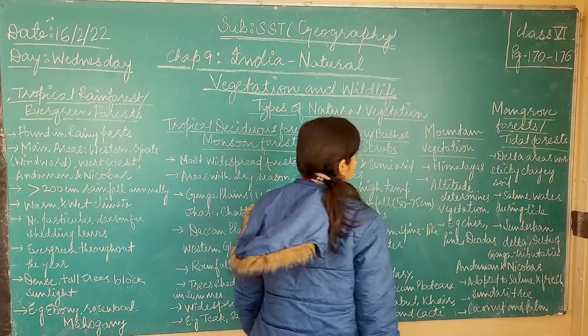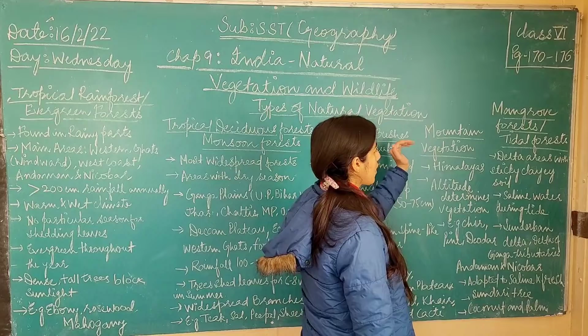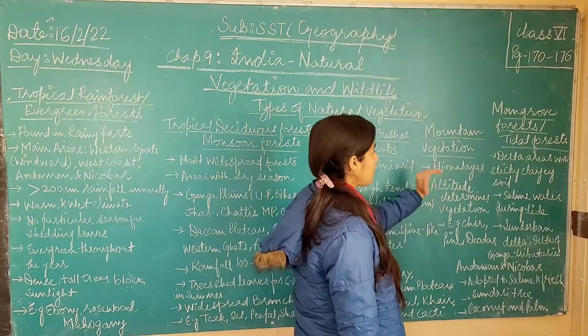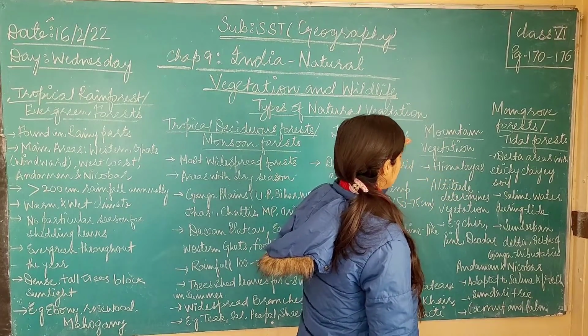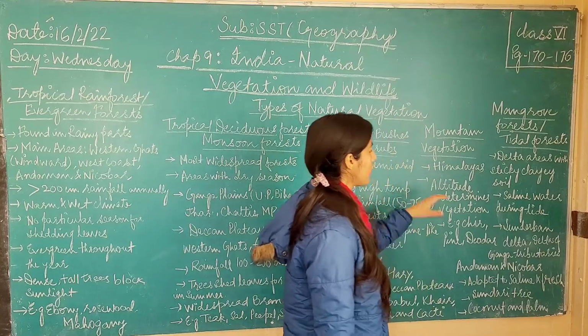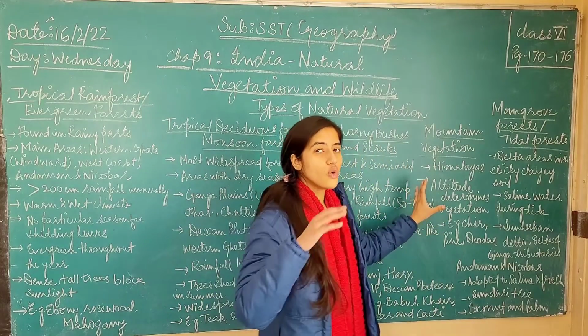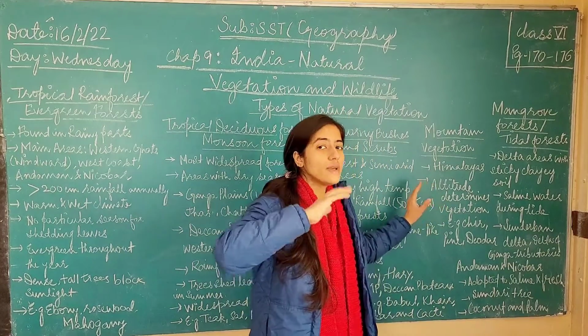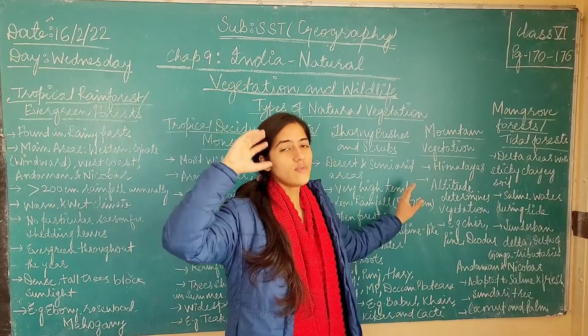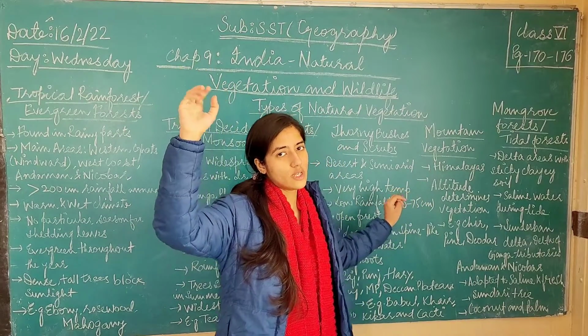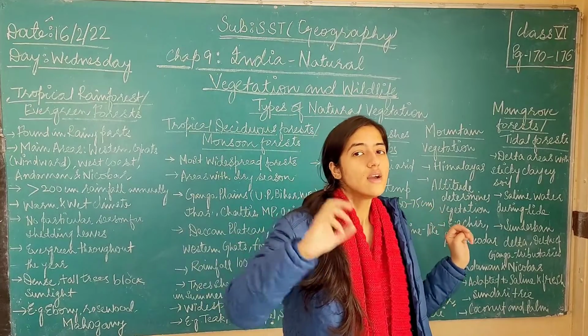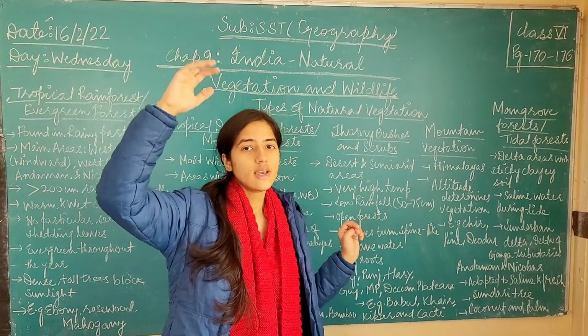Mountain vegetation. These types of plant life are found in the Himalayan region. They are found in the Himalayas, and the type of vegetation is also affected by the altitude. Like if you go up in the Himalayas, different types of trees will be found at different heights of the mountain. Different types of trees will be found at different levels of height in the Himalayan region.